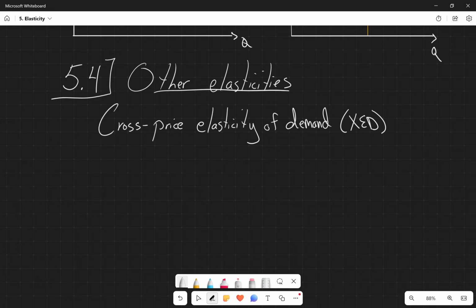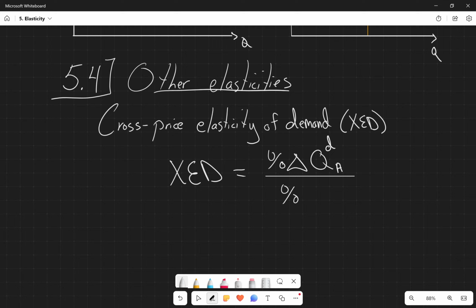So now we're going to talk about other elasticities. And the first one we're going to talk about is cross-price elasticity of demand. Cross-price elasticity of demand measures how a change in the price of one good can shift the quantity demanded for another good. So a cross-price elasticity of demand is a percentage change in the quantity demanded of good A divided by the percentage change in the price of good B.